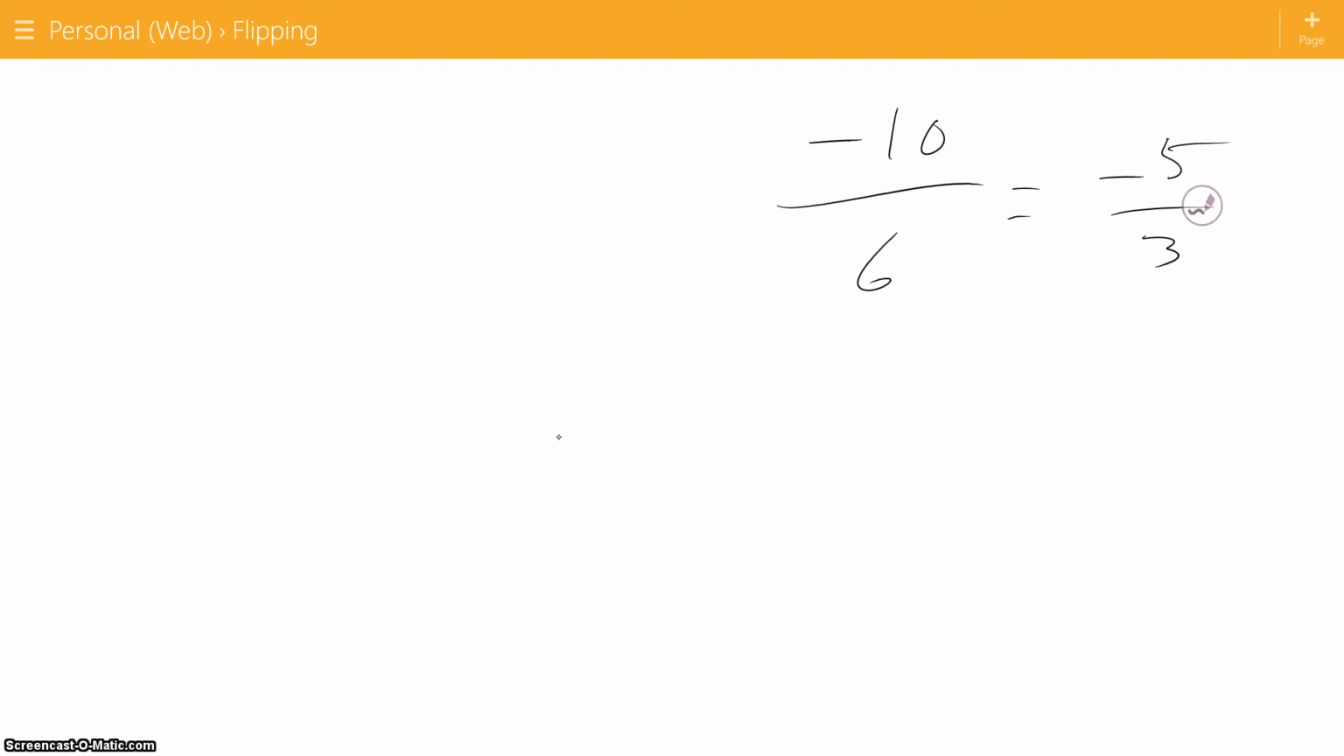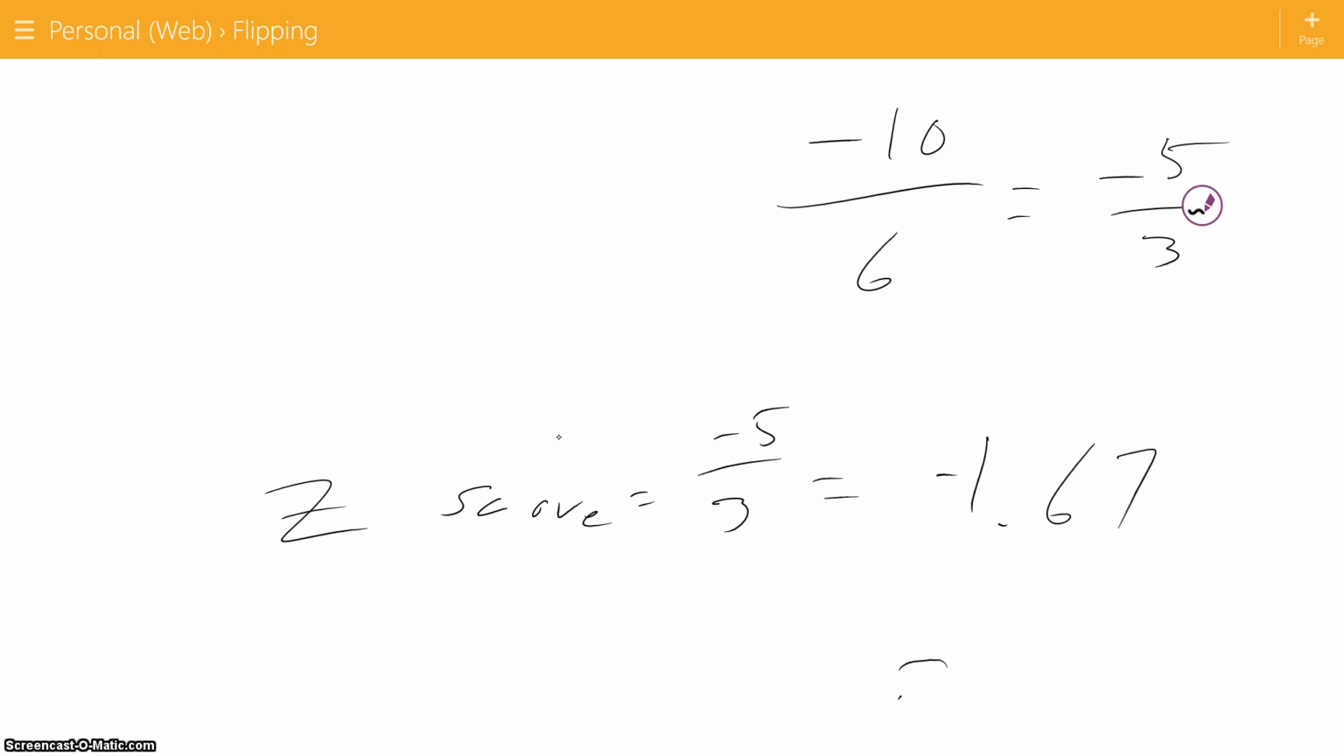We will want to get this in terms of a decimal. Negative 5 over 3 is a good handy one to know. We're going to say that our z-score in this case is equal to negative 5 over 3, but more importantly now we need this in terms of a decimal, which would be negative 1.6, and we're going to round to the nearest hundredth, negative 1.67.